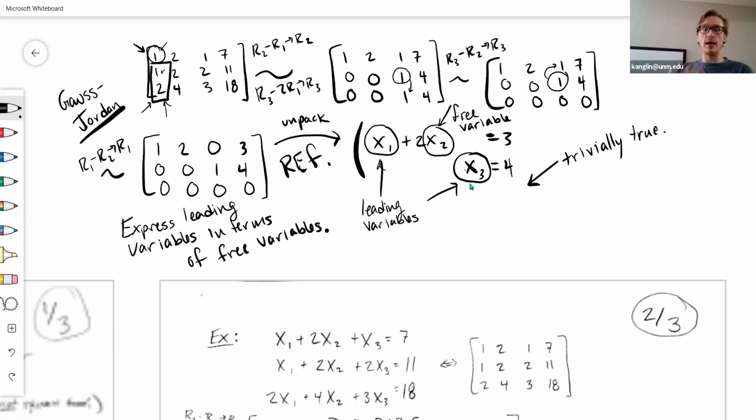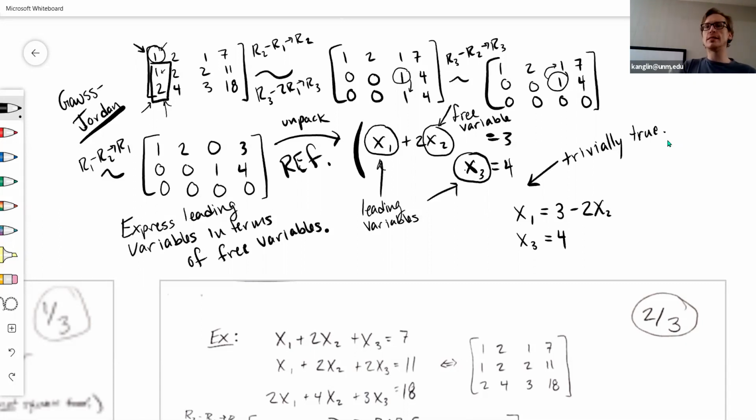So let's see what that looks like. In the first equation, our leading variable is x1. So we solve for that in terms of the free variable x2. Well, we just move that equation around, subtract the 2x2 to the other side. And this first equation tells us x1 is 3 minus 2x2. Our second equation is already solved for the lead variable. It's already got it isolated there. And so there we have it.